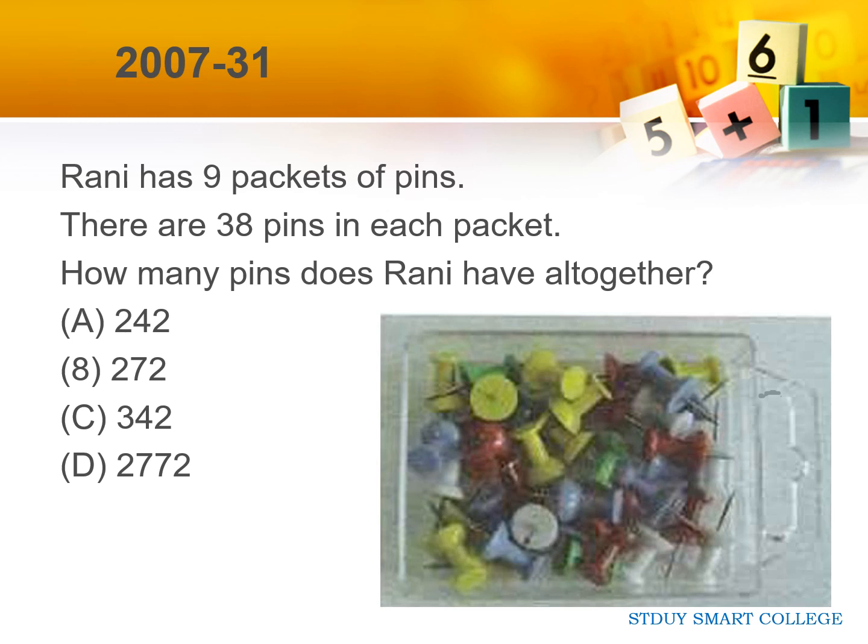Ronnie has 9 packets of pins. There are 38 pins in each packet. How many pins does Ronnie have altogether? We can use multiplication. 9 times 38 equals 342. Hence choose C.